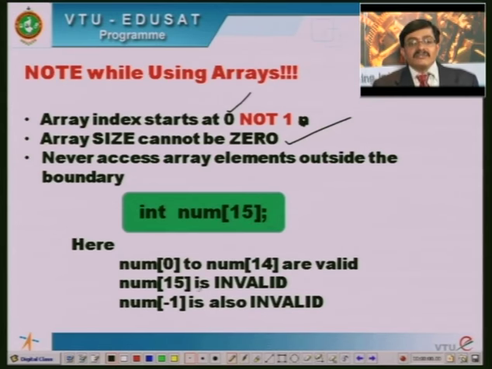Here num of 15 is invalid, because we have allocated space only for 15 elements. Num of 15 could be the 16th element, which is not allowed because space is allocated only for 15 elements and it is not stored here. Similarly, num of -1 is also invalid. We should not use even num of -1.